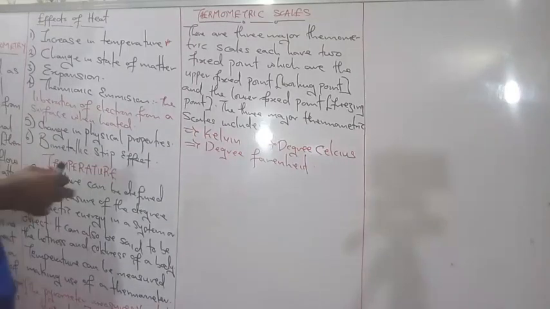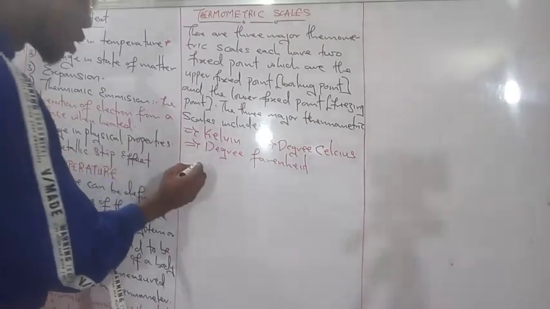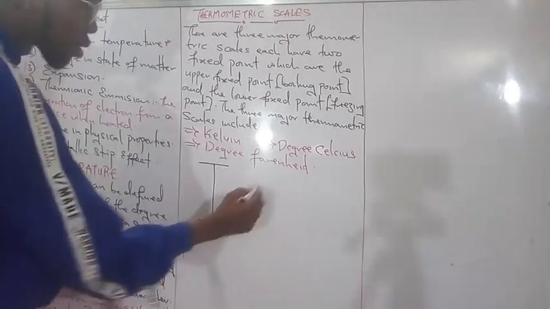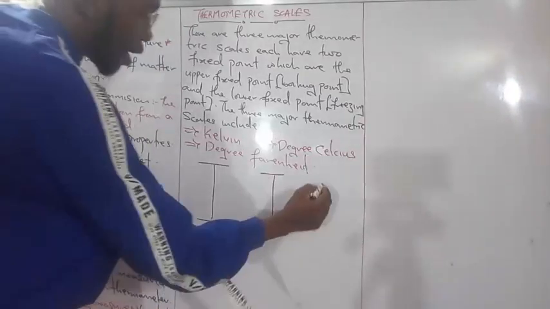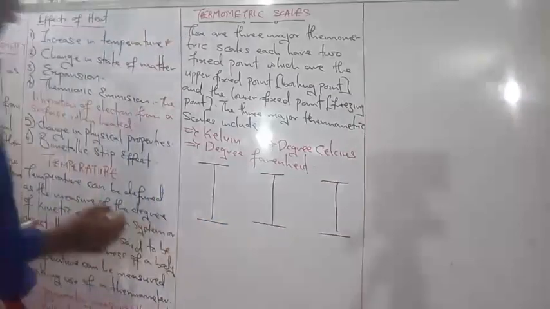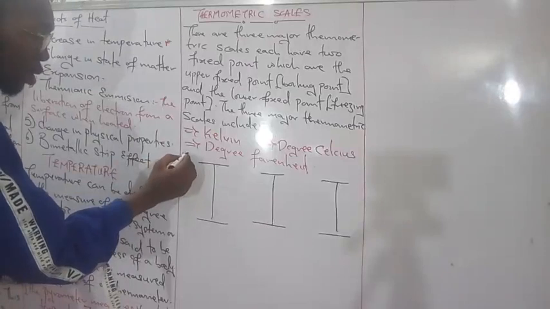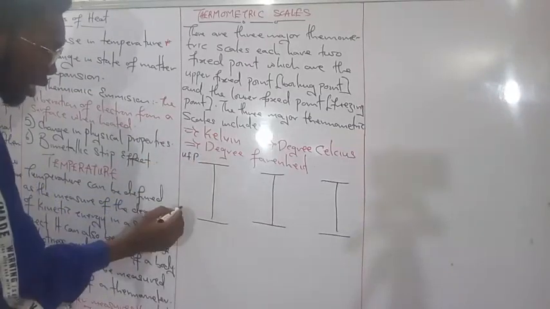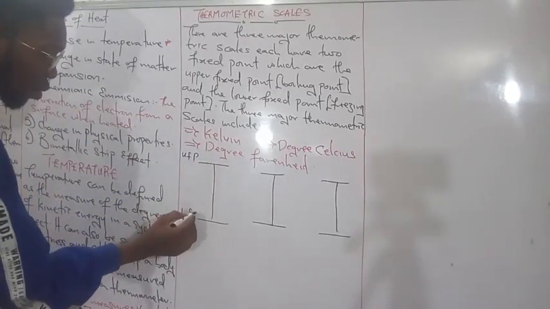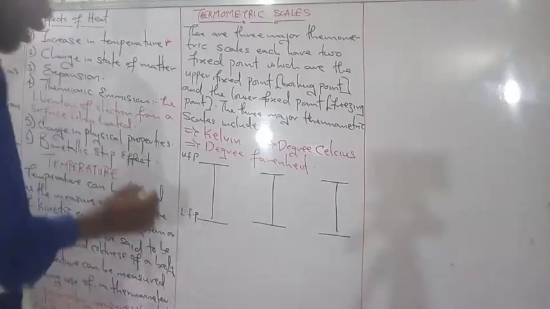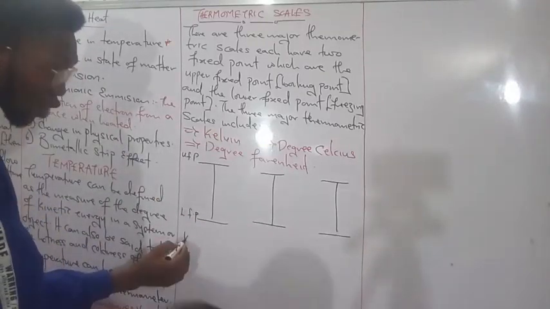Okay, I'll be demonstrating each of them, their upper fixed point and their lower fixed point now. We have this for each of them. Right here, I'm writing their upper fixed point and their lower fixed point. Now let's assume this is for our Kelvin scale.